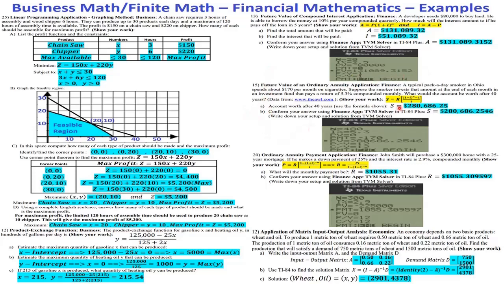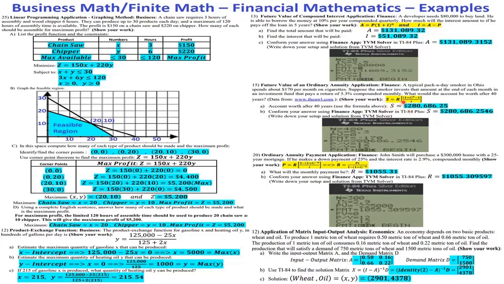Then number 15 is also an ordinary annuity. A typical pack-a-day smoker in Ohio spends about $170 per month on cigarettes. Suppose the smoker invested that amount at the end of each month. That means the smoker quits smoking and puts this into an investment that gives 5.3% compounded monthly. What would be the amount in 4 years? So you can use this formula.